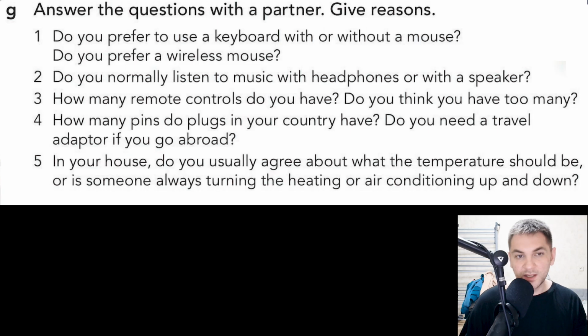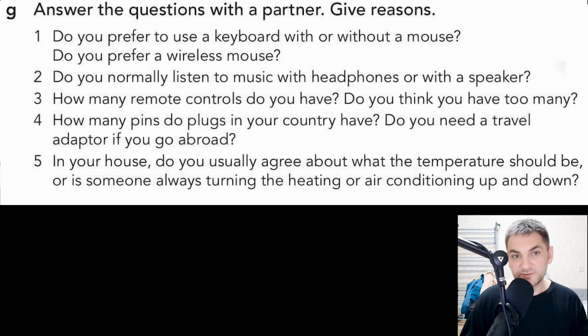It's much better to just plug in a cable and forget about it. Question 2. Do you normally listen to music with headphones or with a speaker? It depends. At home, of course, I use speakers, especially when I exercise. The sound is better. It fills the room. But outside, I used to use headphones a lot. Now I'm thinking about buying an MP3 player, but I'm not sure. Maybe I don't need one anymore. Most people just use their phones.